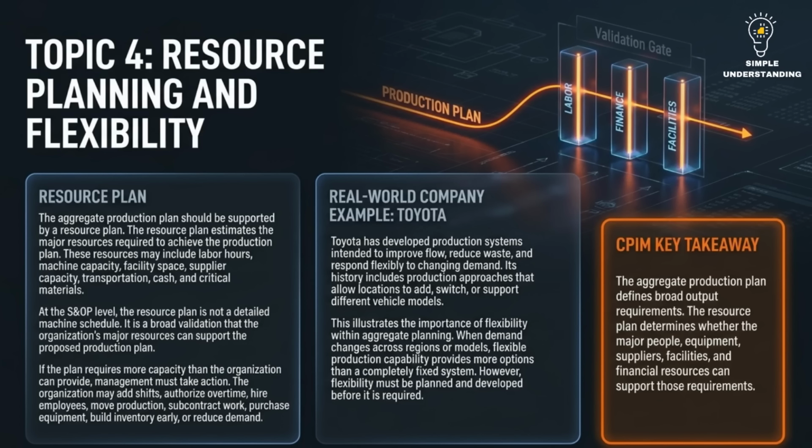The aggregate production plan should be supported by a resource plan. The resource plan estimates the major resources required to achieve the production plan. These resources may include labor hours, machine capacity, facility space, supplier capacity, transportation, cash, and critical materials. At the S&OP level, the resource plan is not a detailed machine schedule. It is a broad validation that the organization's major resources can support the proposed production plan.